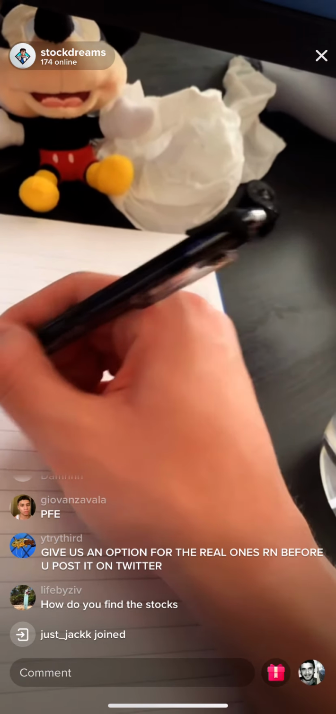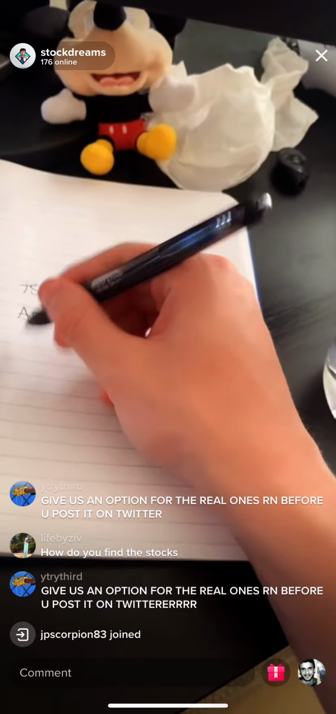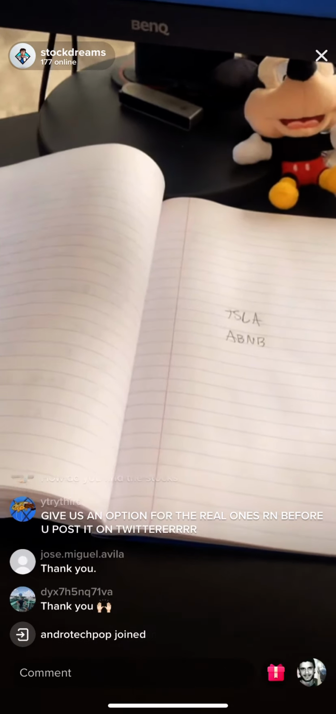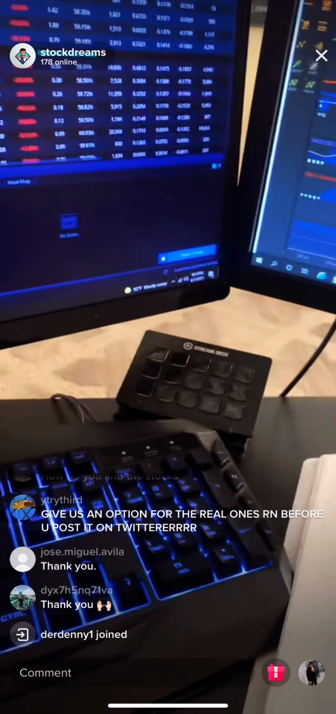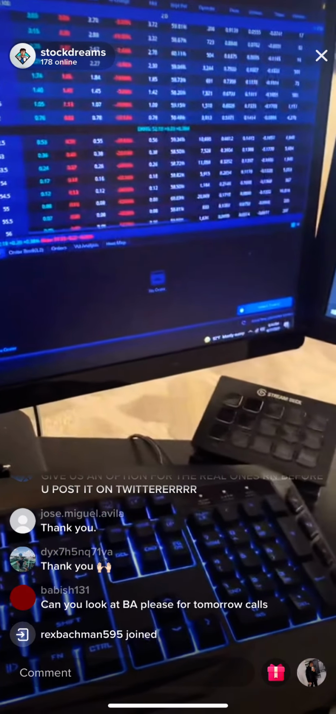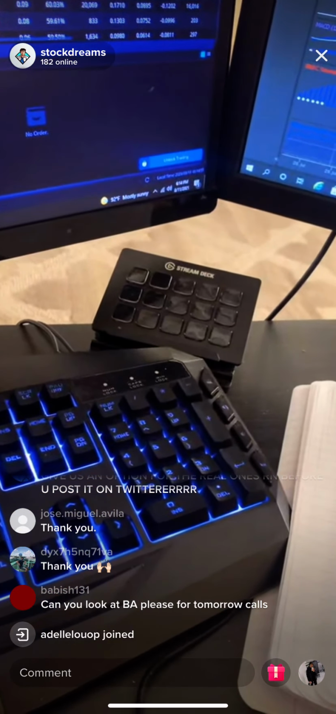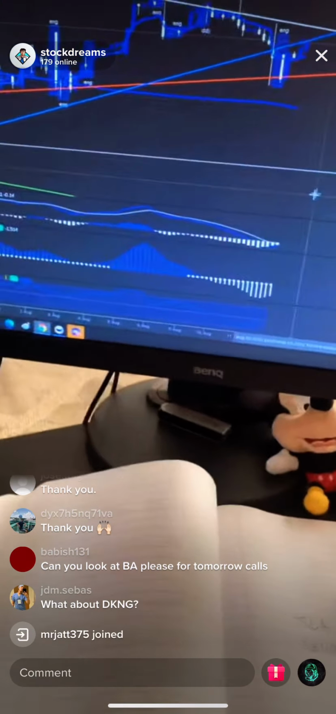Tesla, ABBV, and ABBV. And we're still on PCG, don't worry. I just basically go over large caps. If I like a large cap, I just go over every large cap every single day. Okay, let's look at ABBV right now.